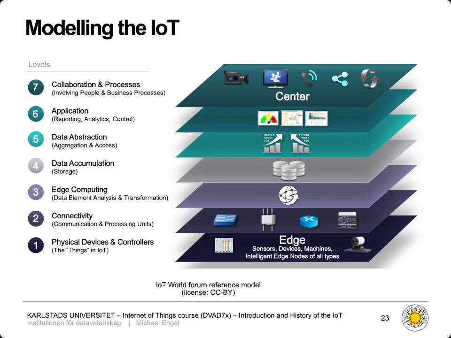And finally, on top, there might be some humans who are actually the beneficiaries of this application. So we have collaborations, we have processes. On the highest level, we're going to involve people or business processes that rely on all these layers below, and information has to travel up and down across these 7 levels in the IoT. And we're going into details about this in the upcoming lectures in this course.